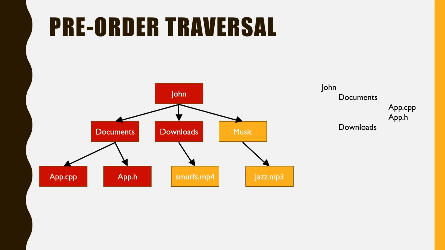Next, we visit Downloads and output the information. We proceed to visit its subtree, smurf.mp4, and output the information. At this point, we have visited all the children of Downloads, so we return to visit any remaining unvisited children of John. Next, we visit Music and output the information. Finally, we visit the last node, jazz.mp3. At this point, the traversal is complete.